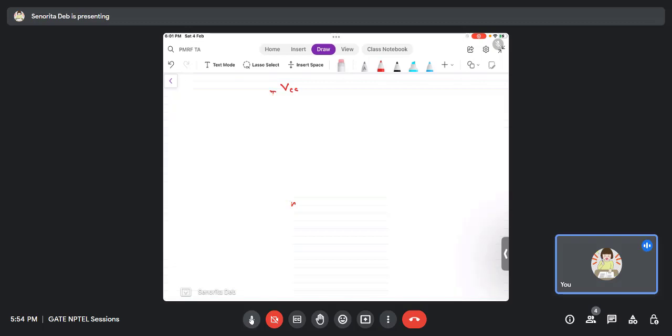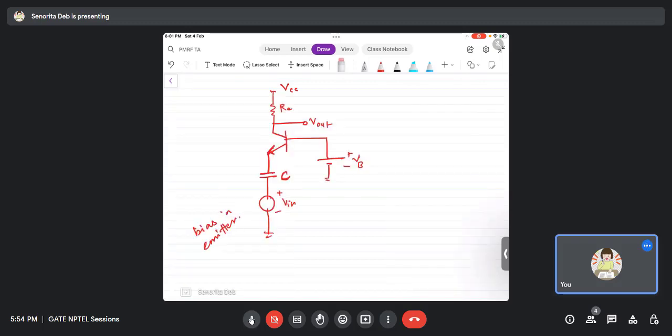What we do is, my iPad is becoming a bit slower, so just one second. Okay, so what we do is like this. So we put a capacitor with Vn, and here we put a resistor Re.